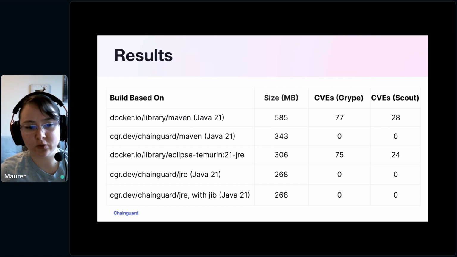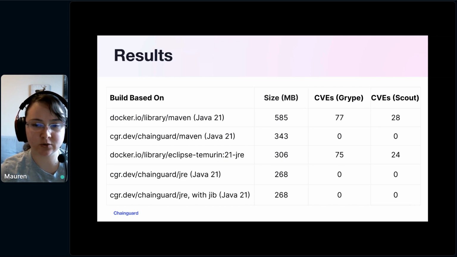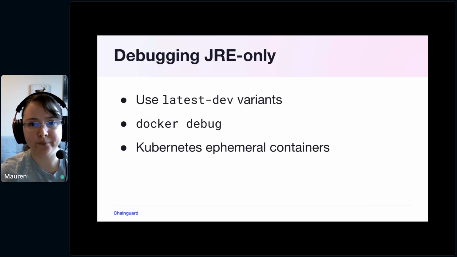We're going to move now into debugging JRE only. When using the Chainguard image for the JRE, you're going to notice that a lot of tooling is not available. For instance, you're not going to have a terminal, so you're not going to be able to just shell into the container. And if you need to debug, that can cause some difficulties.